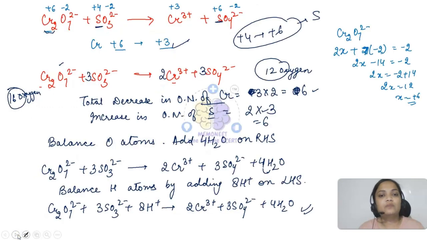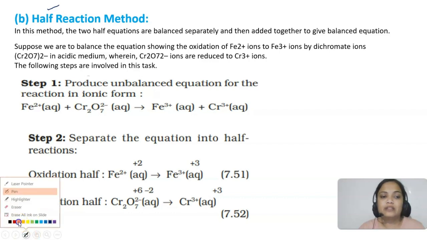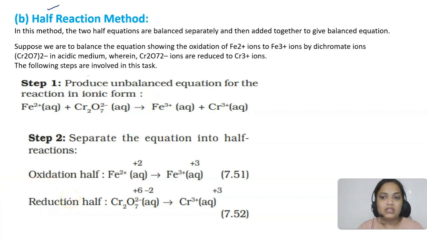So you can do some reactions for basic medium also. Don't worry, when we do the revision, we will solve some more reactions. So next is the half reaction method. We also call this the ion method. In this method, we write the two half equations separately and balance them separately. We will balance those equations separately and then add them together.